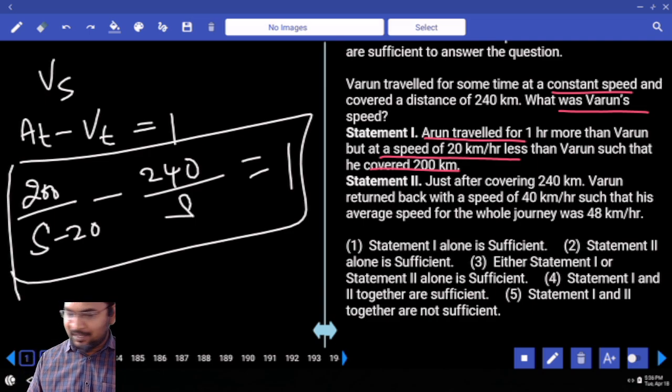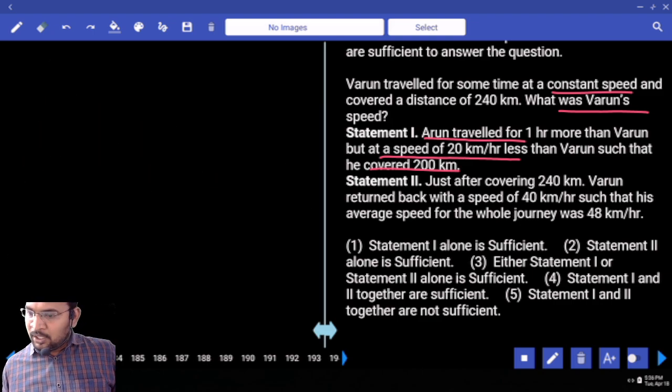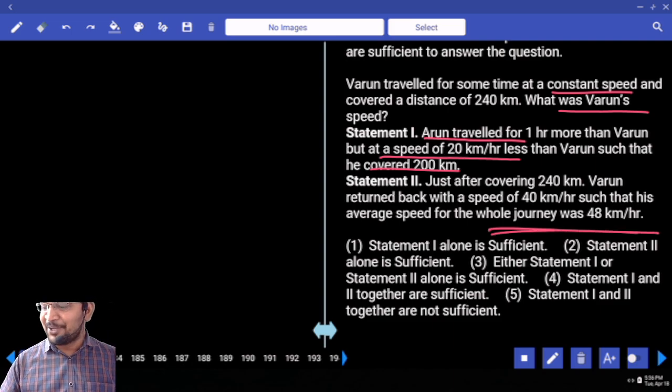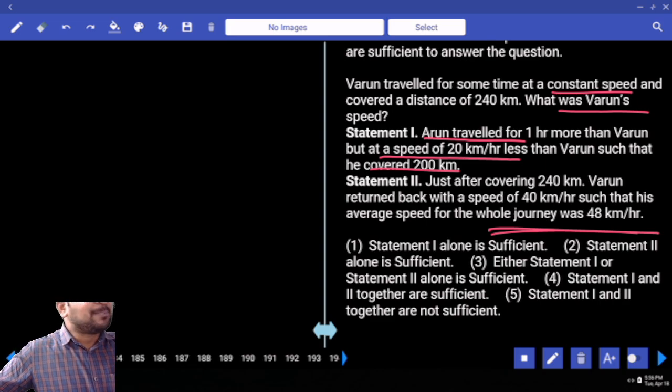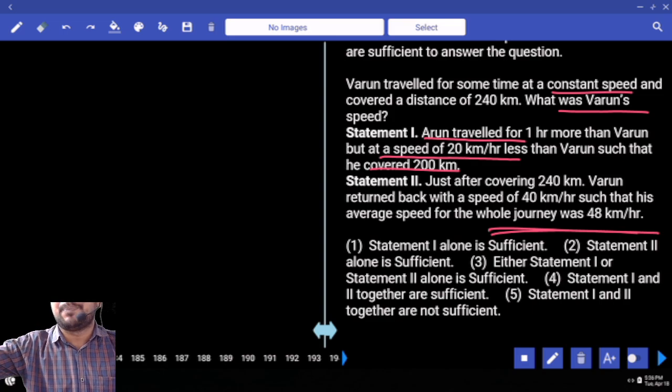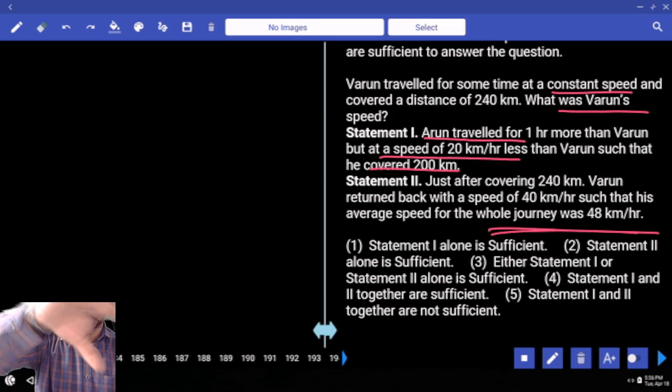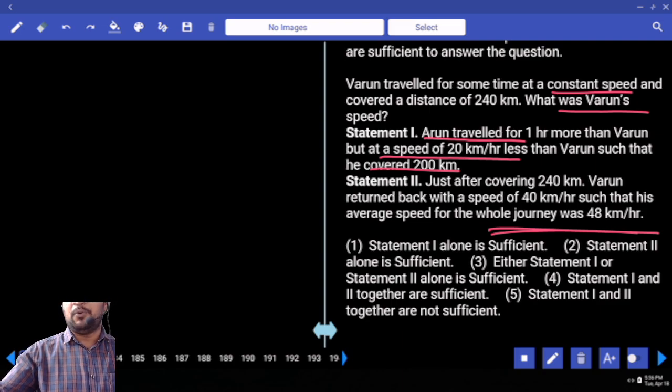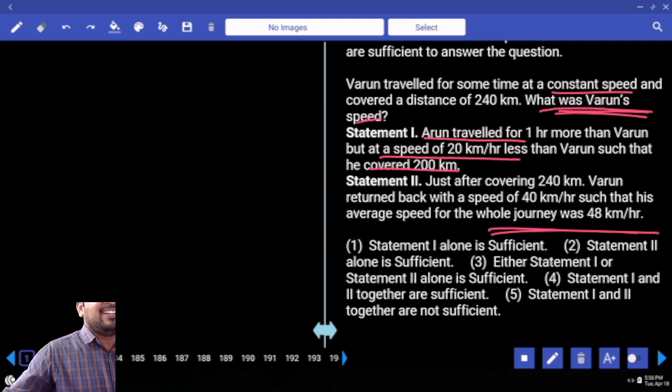Now see the second statement, what they given. Just after covering 240 kilometers, Varun returned back with a speed of 40 km per hour, such that his average speed for the whole journey was 48. If you observe carefully here, the average speed we know, one way speed we know. The average speed is nothing but 2 S1 S2 by S1 plus S2. We know average speed and we know one direction speed. By using those two, we can find out the other direction speed also. Once you get the speed, they are asking one speed only. Your answer is either 1 or 2.